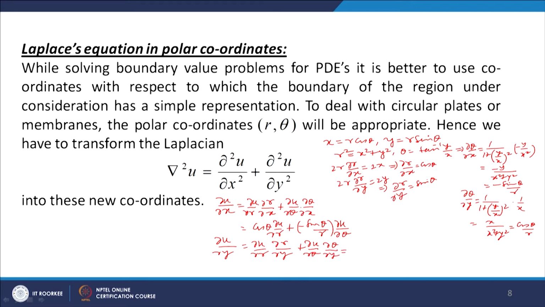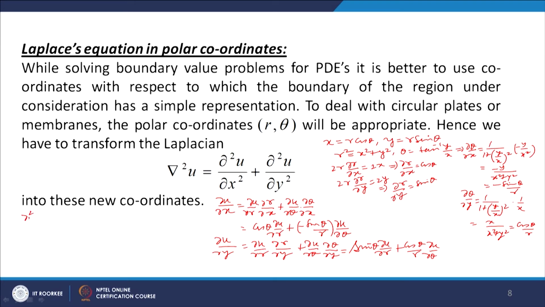And I can write it as ∂r/∂y is sin θ. So, sin θ ∂u/∂r, ∂θ/∂y is cos θ by r. So, cos θ by r ∂u/∂θ. Now, let us write ∂²u/∂x². We have to find the value of this.